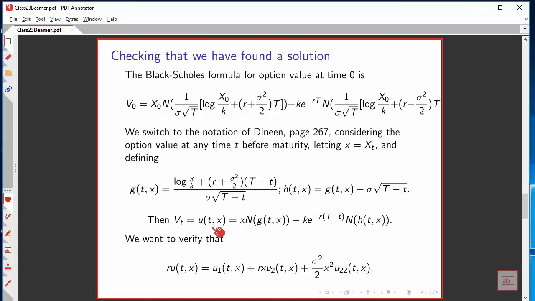Now I can write the Black-Scholes formula, which Dineen is now symbolizing by u rather than v, so I'll do the same, as x times the normal distribution function applied to g minus the discounted strike price times the normal distribution function applied to h. And what we want to verify is that this function satisfies the Black-Scholes differential equation.